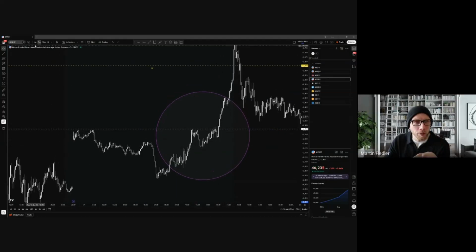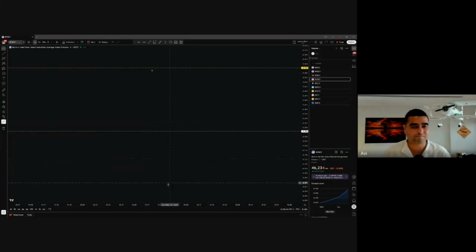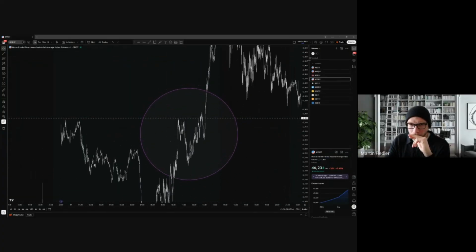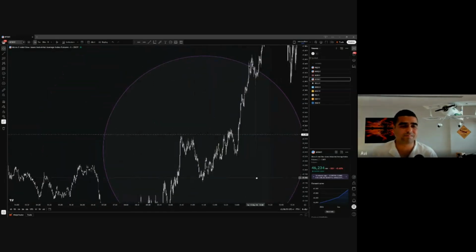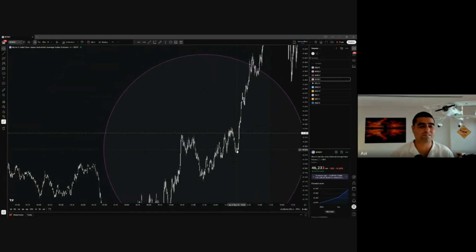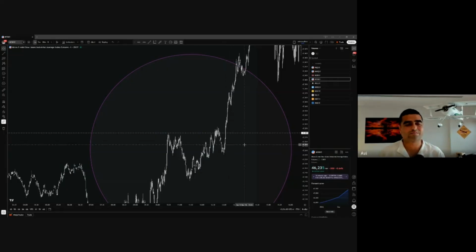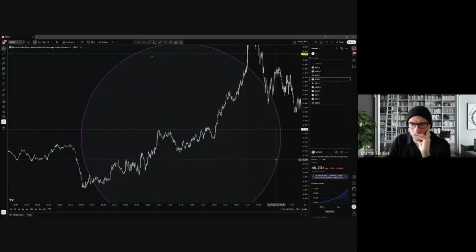But this is the 5 minute. Maybe we find some here. Nope, still not there. So this one just wanted to break out and go. Did not give you a retest. So leave it alone. So it's pretty easy. No retest, no trade. Simple as that. Don't force it.